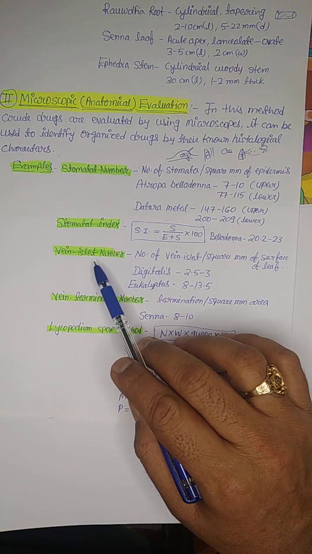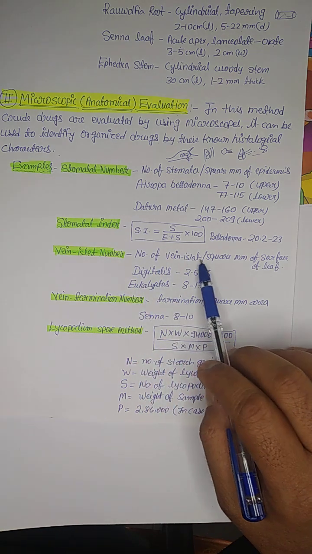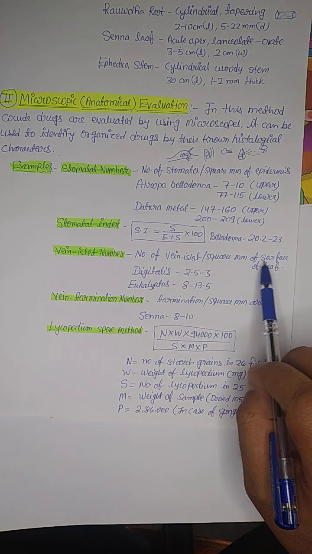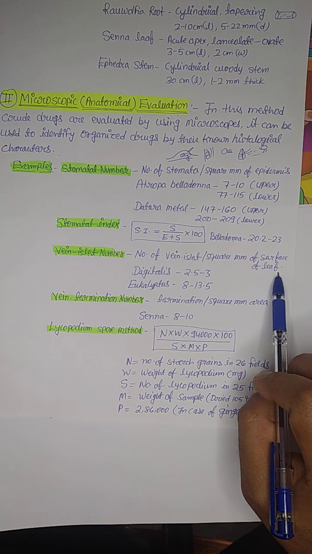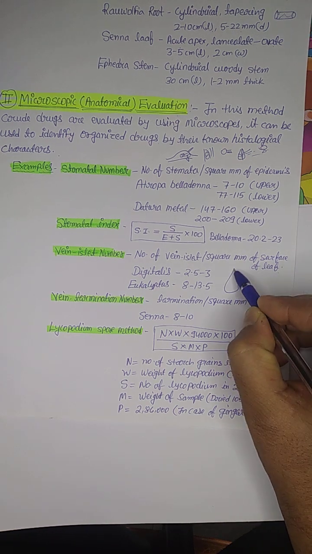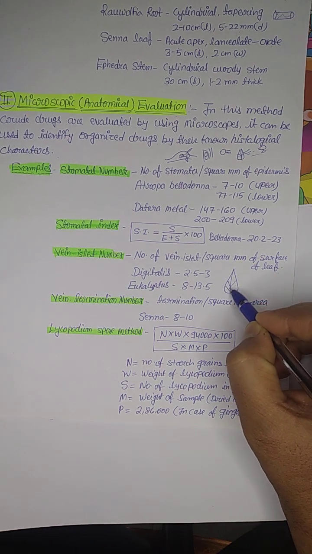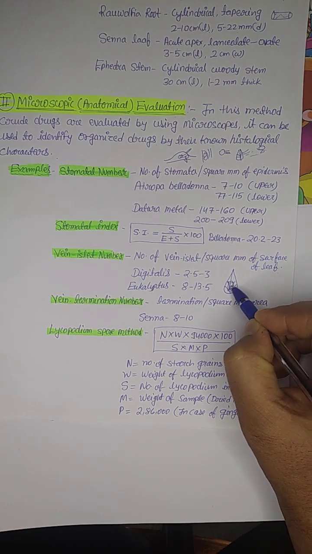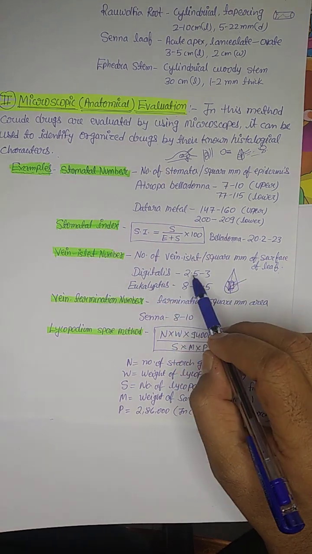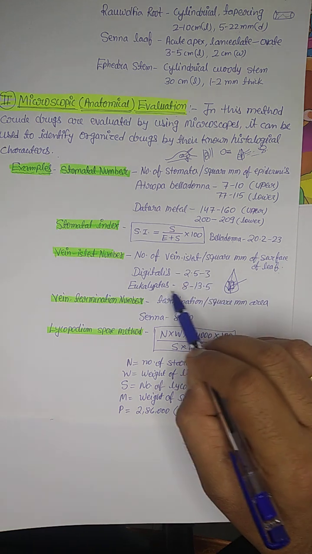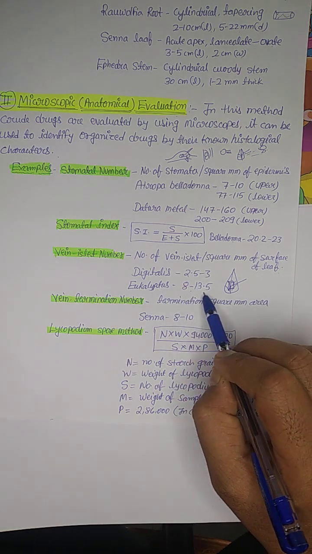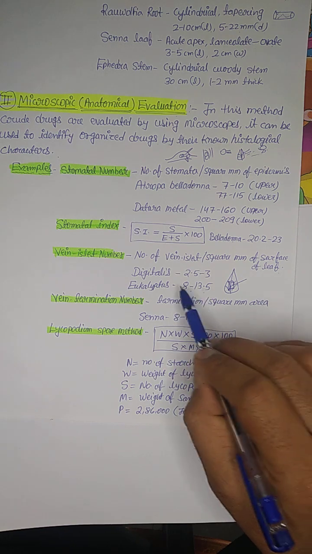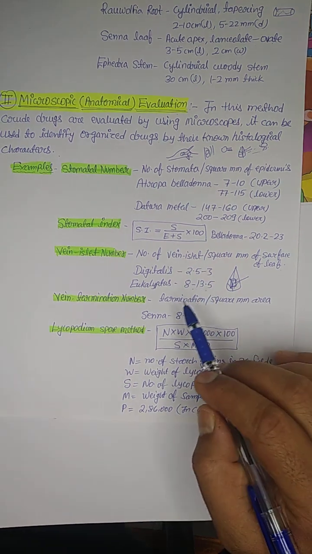Okay, then vein islet number. So the number of vein islets per square mm of the surface of the leaf, right? In a leaf there will be veins, right? So the vein islet is what we fix in 1 square mm area of the leaf. For example, digitalis is 2.5 to 3, whereas eucalyptus is 8 to 13.5. This range has also been given by the monograph.